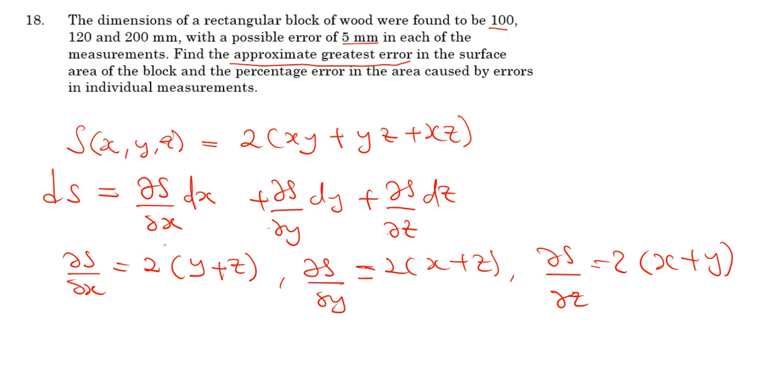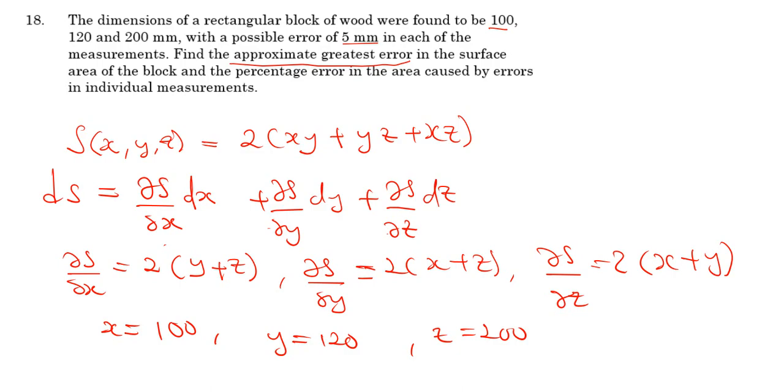These are my partials. Next, the dimensions that have been given. The first one is 100, so x is 100. Then y is 120, and z is 200. These here are the dimensions. Of course, they're in millimeters. I will not indicate that, but they're in millimeters. They are also telling me that the possible error, the maximum error in each of the measurements, is 5 millimeters.